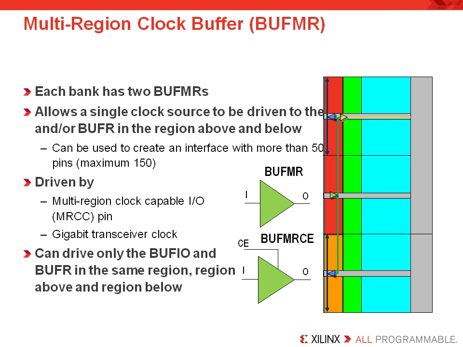Now these are driven by multi-clock region clock-capable I/O pins that were labeled MRCC, as well as serial gigabit transceiver clocks that are derived from the dedicated serial gigabit transceivers. Now these can drive only the BUFIO and the BUFR buffers in the same clock region. That's the region again above and below as well.